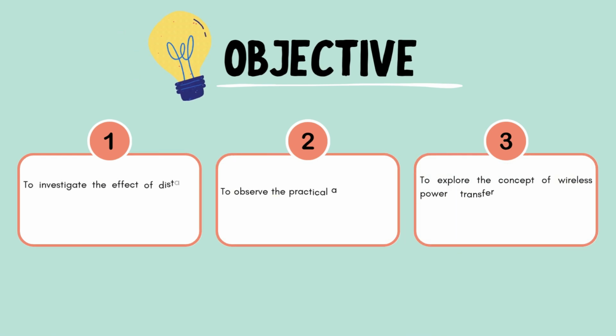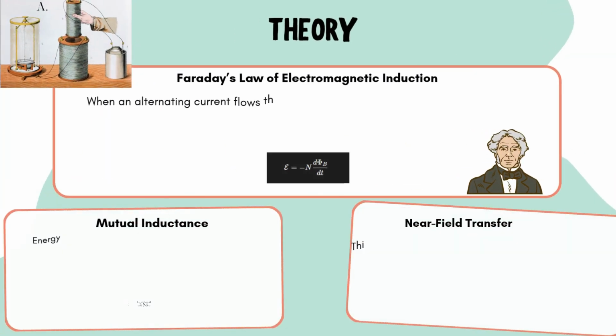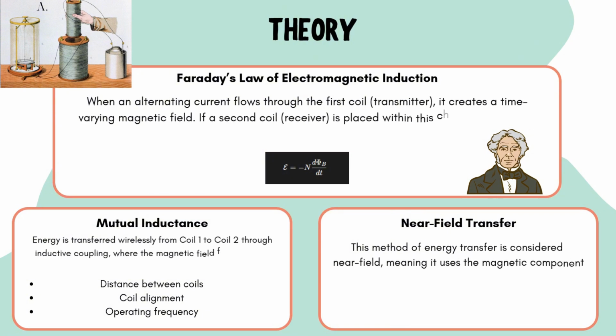Now let's move to the objective of this experiment. There are three main objectives. First, to investigate the effect of distance between coils on the efficiency of energy transfer. Second, to observe the practical application of Faraday's law in wireless systems. And finally, to explore the concept of wireless power transfer through inductive coupling between two coils using an alternating magnetic field.